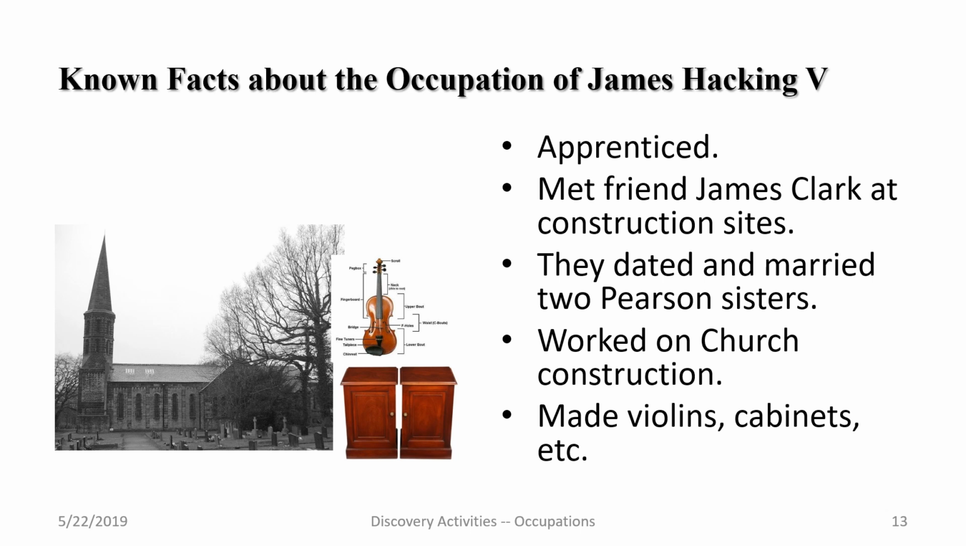James made friends with another James, who was an apprentice for a stonemason. James Clark was a few years younger, but they became fast friends. James Hacking began dating Elizabeth Pearson, and James Clark began dating Jane Pearson. As they got to know each other, they each fell in love with the opposite sister and married their true loves. They remained close friends their whole lives.